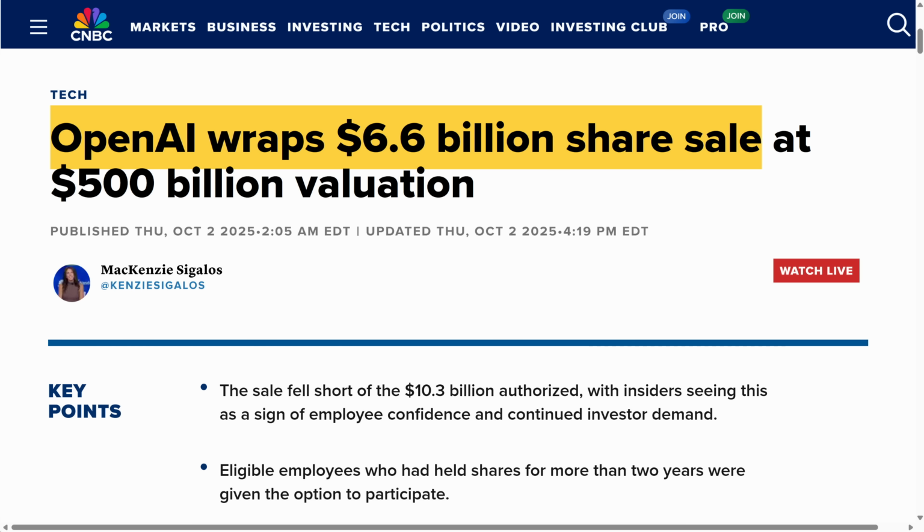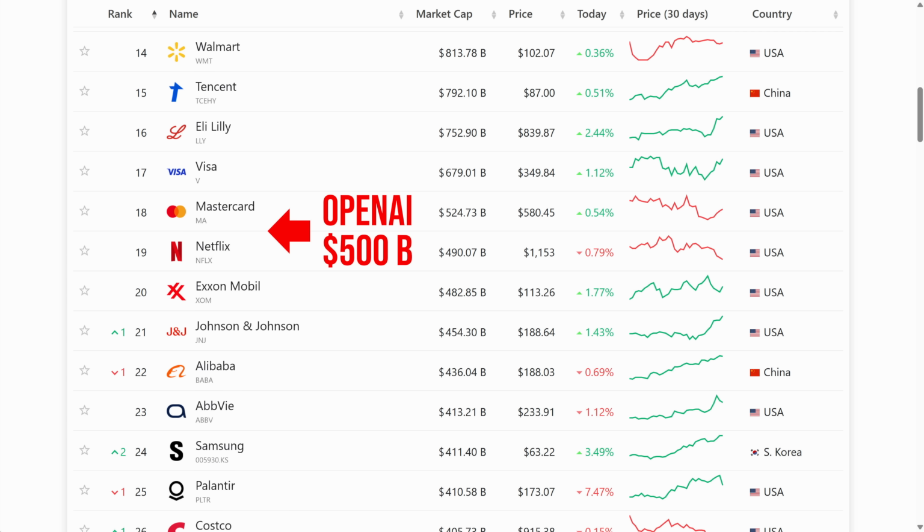But as everyone was busy looking at Sora 2, OpenAI quietly closed another funding round 2 days ago. OpenAI sold $6.6 billion of shares to select investors and employees, valuing the company at $500 billion. They apparently authorized up to $10 billion worth, but only sold about 2/3 of that. If OpenAI was a public company, this valuation would place them just above ExxonMobil and Netflix as the 19th largest company by market capitalization in the world.